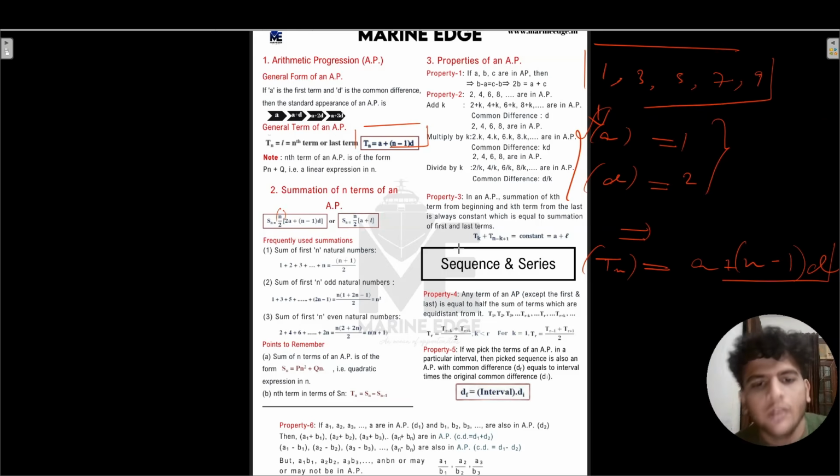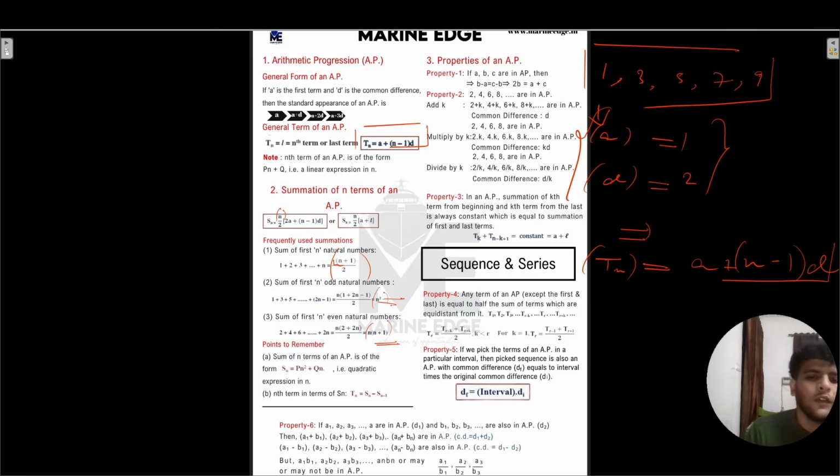Okay, the sum of the first n natural numbers. I think you guys understand this: it is n into n plus 1 by 2. The sum of the first n odd numbers will be n square. The sum of the first n even numbers will be n into n plus 1.